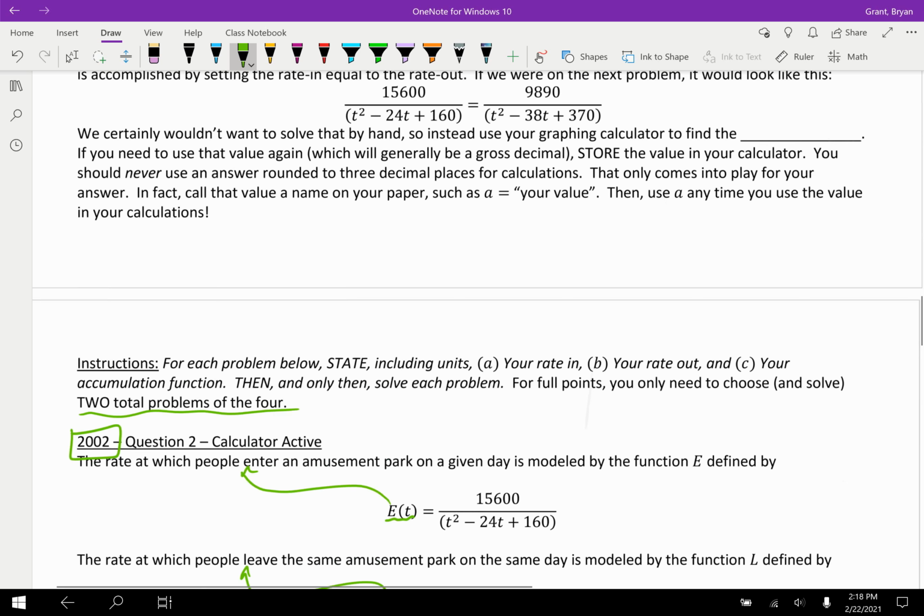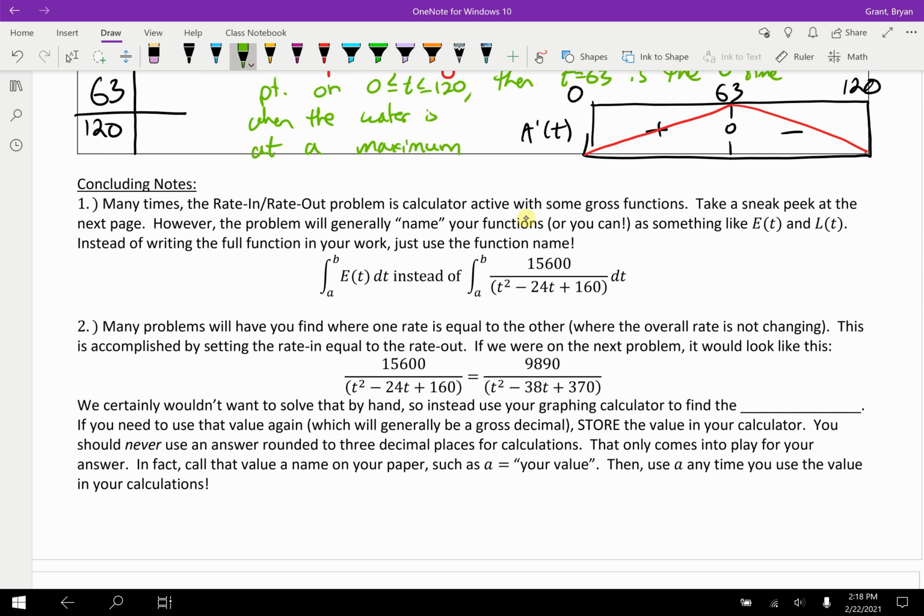And because they've named them, when you are showing work on your paper, you always need to show a setup and an answer, right? And for our setup, you have two options. You could either write the integral from whatever a and b are, E of t dt, or you could write the integral of the entire equation. Which one takes less time? Right, this one. So make sure that when you're showing work, you do show a setup, right?